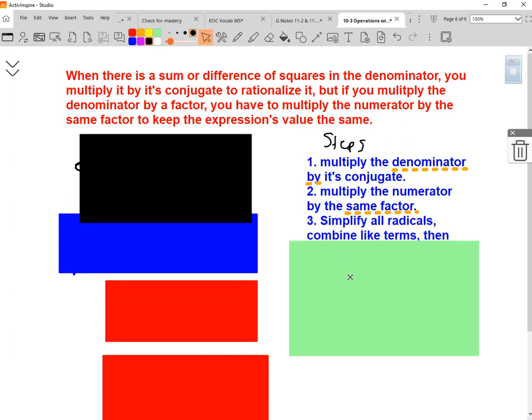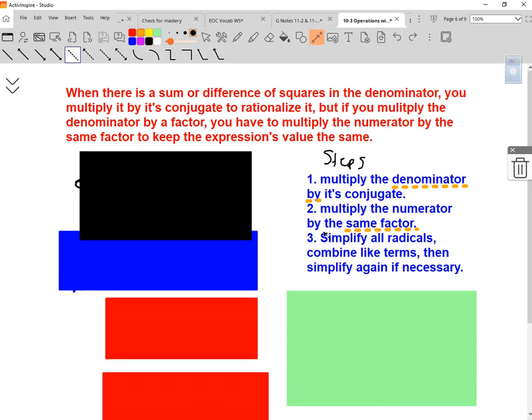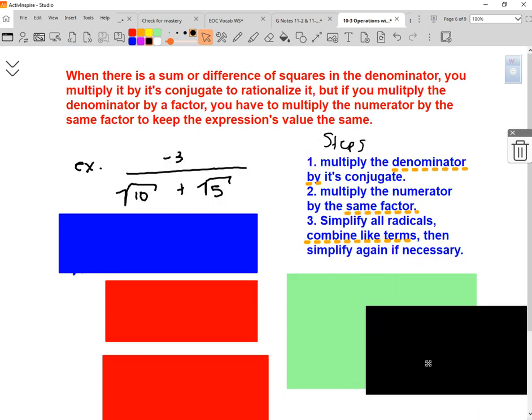Then you're going to simplify all radicals, combine like terms, so that's what you're filling in this one. Then simplify again if necessary. So the part you're filling in is a dotted line. Once you're through with that, go ahead and write this example down.